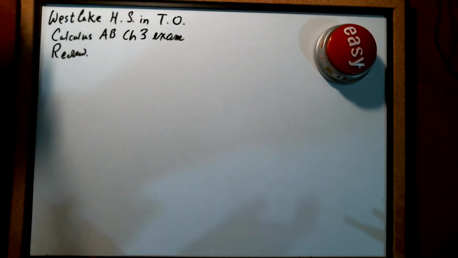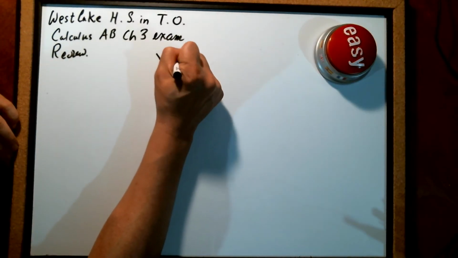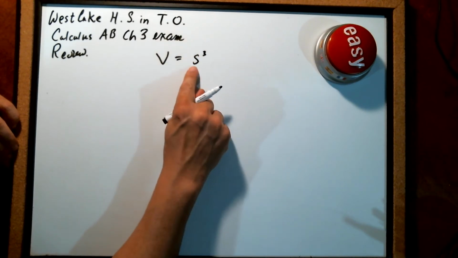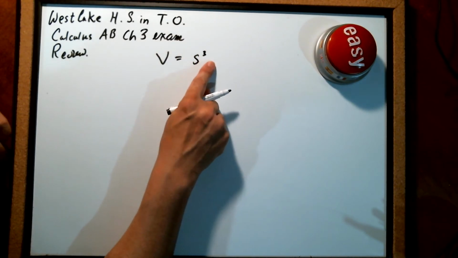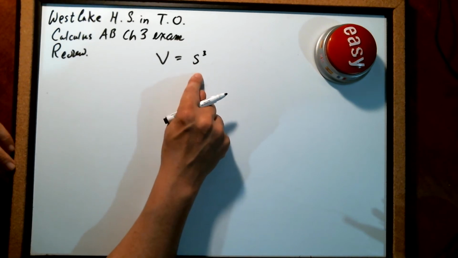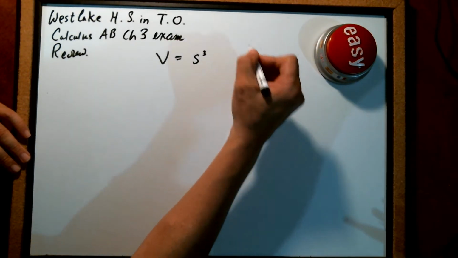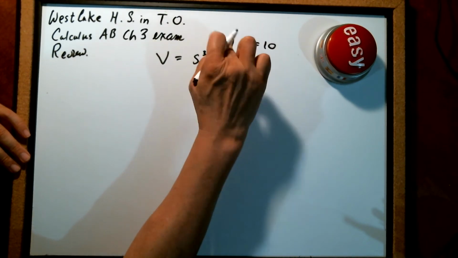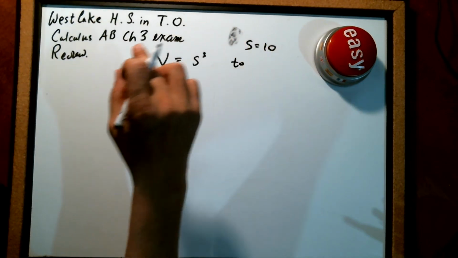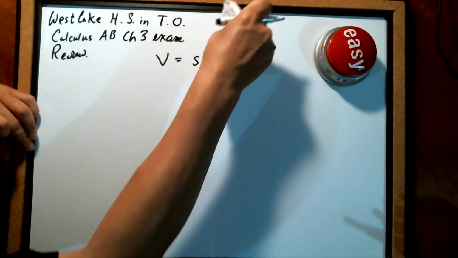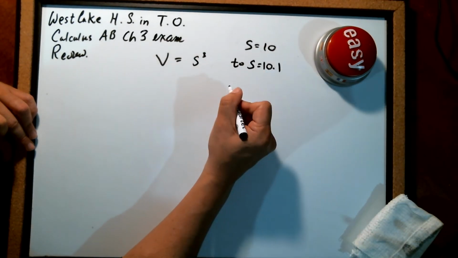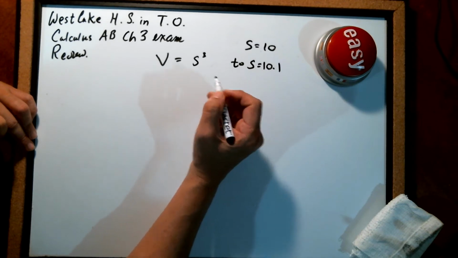So let's try to do this problem. We know that the volume of a cube, V is for volume, right, is equal to side cubed. Each length of the side cubed would be the volume. So if it went from side equal to 10 to side equals 10.1, I want to try to find out what the change in volume is.